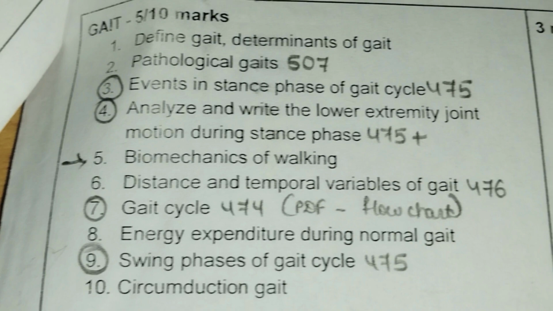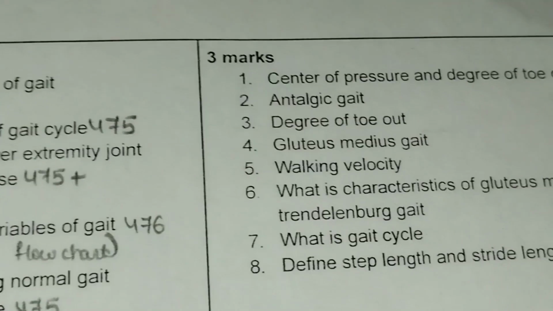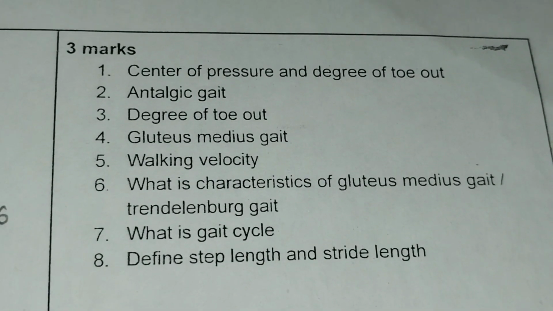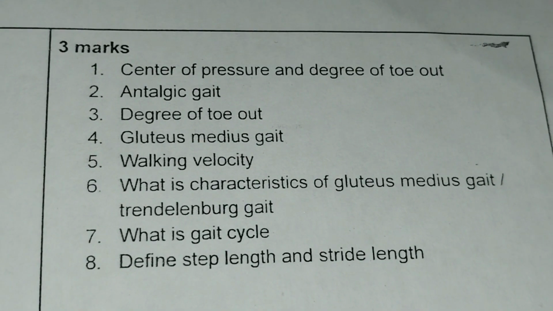Now let's start with the important 3 mark questions. In this, the first one is center of pressure and degree of toe out. Second one, antalgic gait. Third one, degree of toe out. Fourth one, gluteus medius gait. Fifth one, walking velocity. Sixth one, what are the characteristics of gluteus medius gait or Trendelenburg gait? Eighth one, what is gait cycle? And the last one is define step length and stride length.